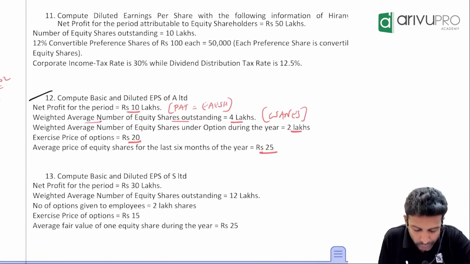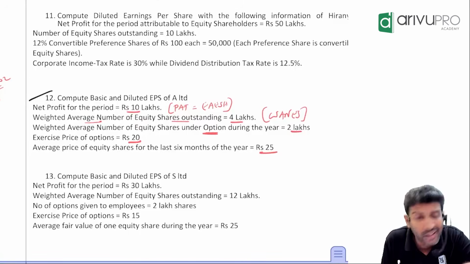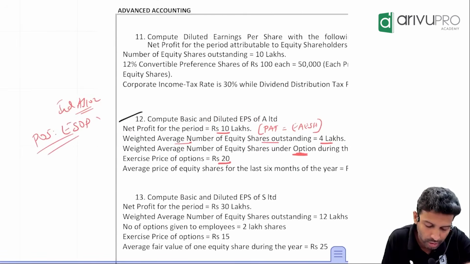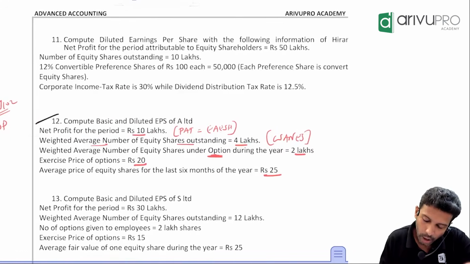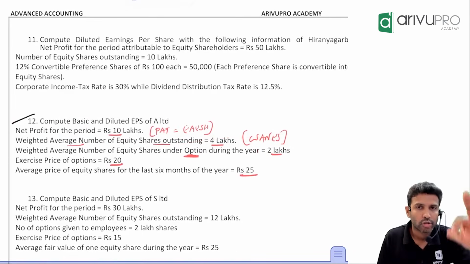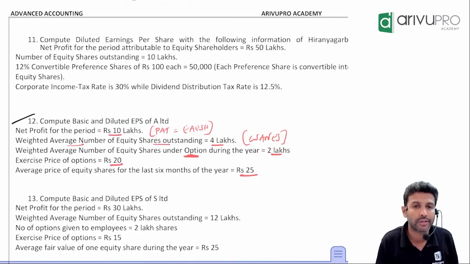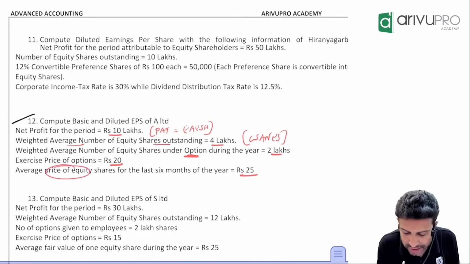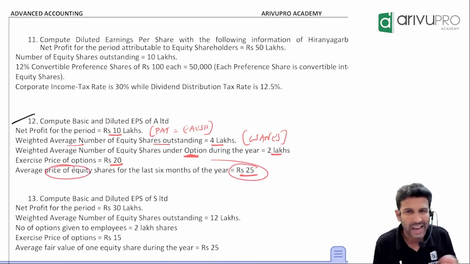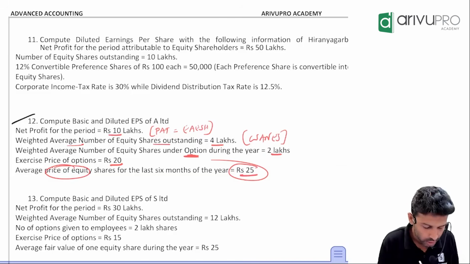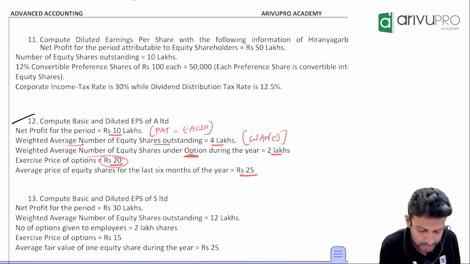So check. Weighted average number of equity shares under option. Which option are they talking about? ESOP. How much? 2 lakh. So totally you have given an option to the employee to buy 2 lakh shares. Sir, the average market price of the equity shares is 25. Do you think the company will issue the shares to the employee at 25 or lesser? Check. Exercise price of the option is only 20.